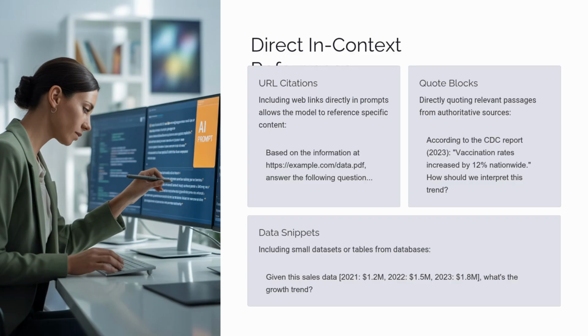Direct in-context references enhance model accuracy. URL citations allow specific content referencing, like using a URL such as https://example.com/data.pdf for questions. Quote blocks provide authoritative insights, such as the Centers for Disease Control and Prevention's report on vaccination rates. Data snippets, like sales data from 2021 to 2023, help analyze growth trends effectively.